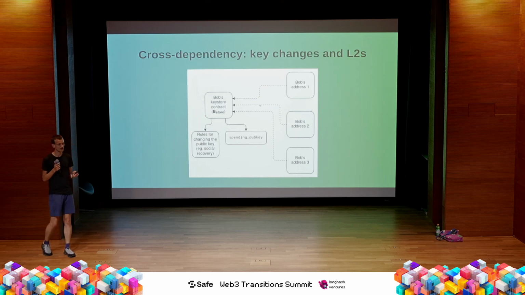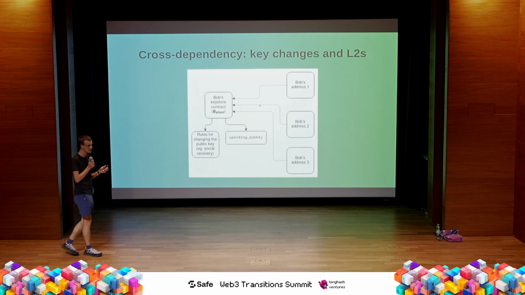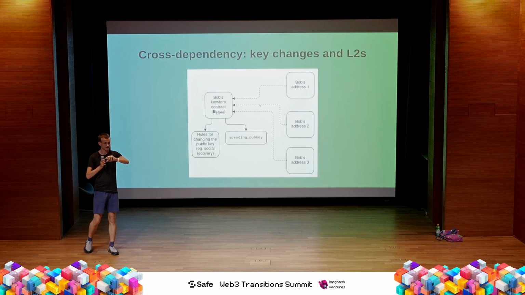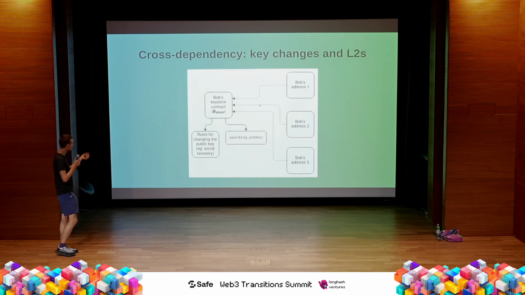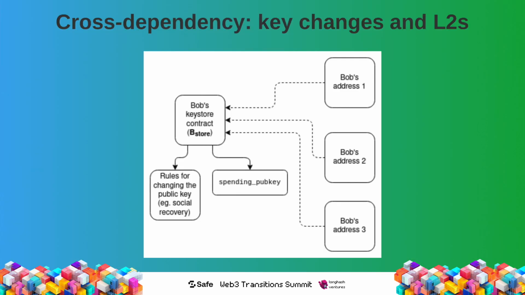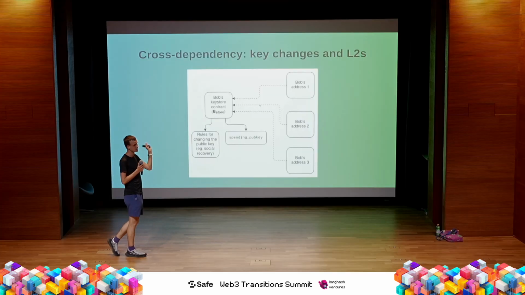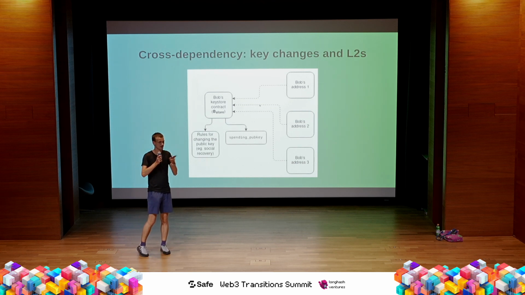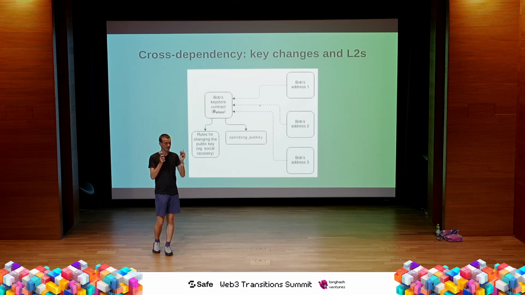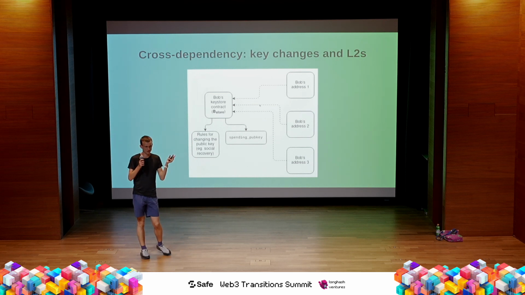Specific examples of some cross-dependencies, right? I think one of the really important themes is that there are many different parts of the ecosystem that really benefit from working together here. Key changes and L2s, right? This is basically the problem that you have an account, and you're going to have an account on a huge number of layer 2s. And this is just functionality that people expect, right? You just expect that if you have a wallet, you can switch to any network and you have an address on that network.